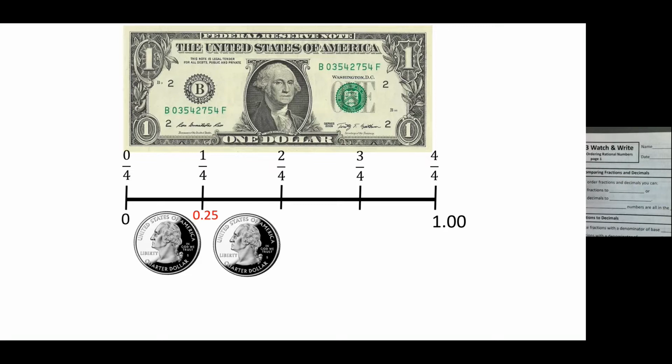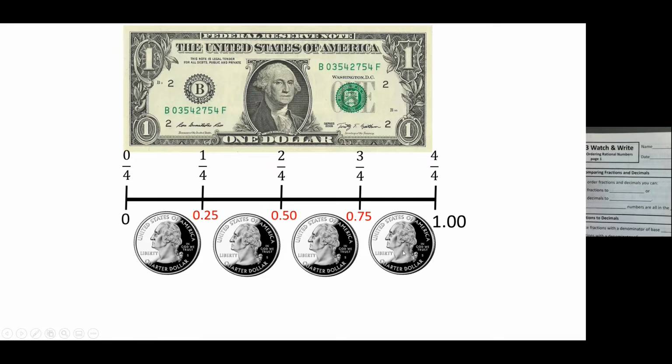If we have 2 quarters, we have 50 cents, right? $0.50, 0.5. Okay, if we have 3 quarters, we have 75 cents. Again, $0.75. Okay, and again, if you divide 3 divided by 4, you're going to get the decimal 0.75. If you divide 2 divided by 4, you're going to get the decimal 0.5.